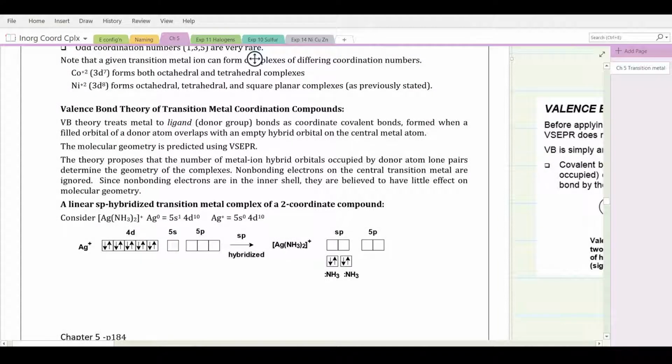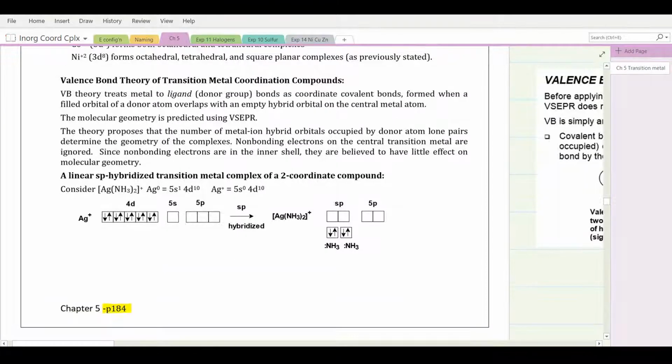Inorganic Chemistry, Chapter 5. This will be the last lecture on this chapter on transition metals. We're going to look at valence bond theory applied to transition metals in coordination compounds.